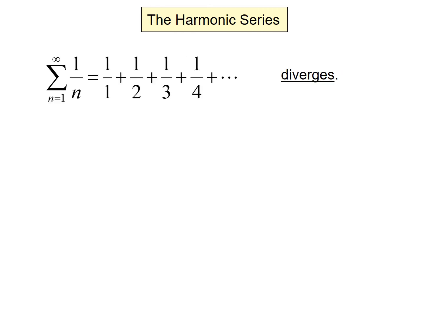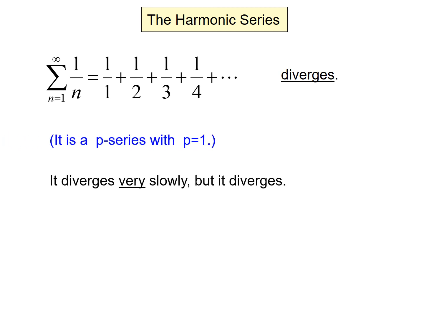Okay, so we have the harmonic series here. This is a special series, 1 over 1 plus 1 over 2 plus 1 over 3, and so on. Well, now we know that that diverges because that's a p-series when p equals 1. It's going to take a long time for the sum to get very big, but it will just continuously go up and up and up as n gets larger and larger.